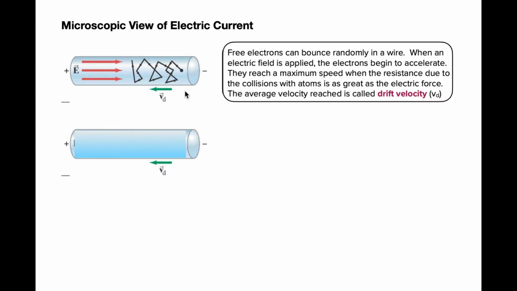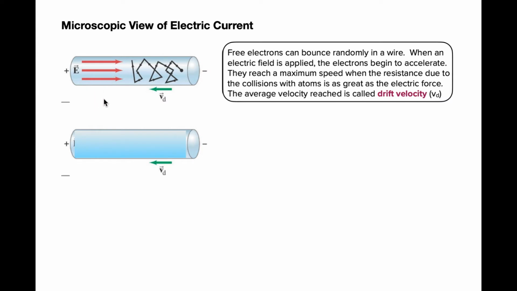They are stopped by collisions with atoms of the metal itself, and other impurities that happen to be in that wire. So they're just bouncing randomly. But if we have an electric field, and you're going to get an electric field if you take this wire and hook it up, let's say, to a battery, there would be an electric potential difference. We would have an electric field, and when we have an electric field, there is a force.